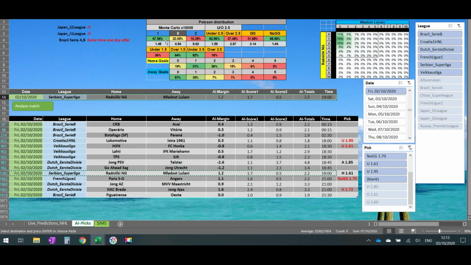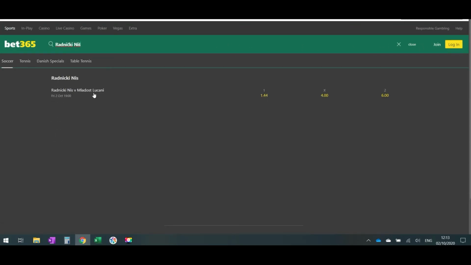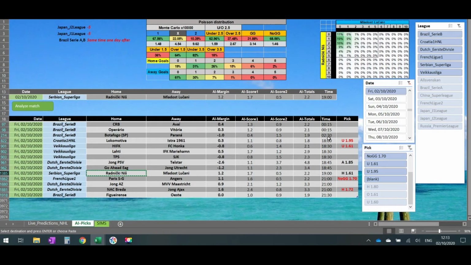Then we go to the Serbian Superliga. We see that the home team to win is 67%, so this is the indicator. Plus, no GG is another indicator. Let's see if this is a bet. Right now, the home team to win is 1.44, but yesterday it was 1.61, and I made the pick. So for you right now, it's not a pick because it's only 1.40, but yesterday it was 1.61, so I made the pick.